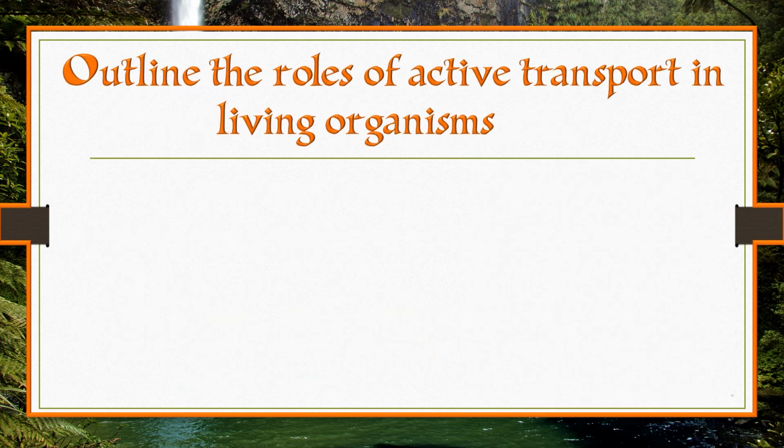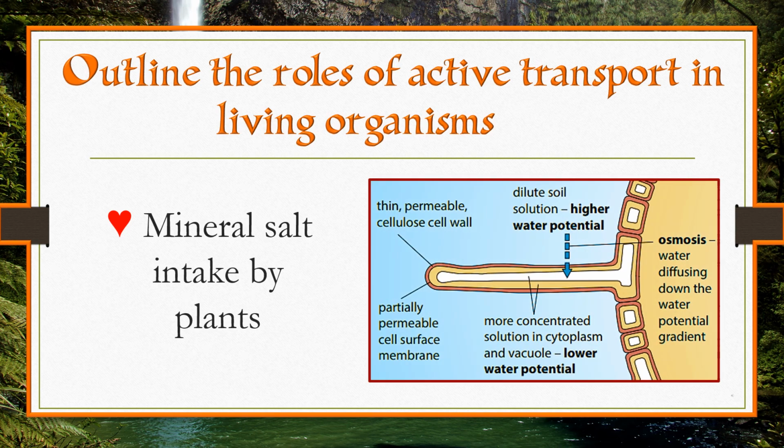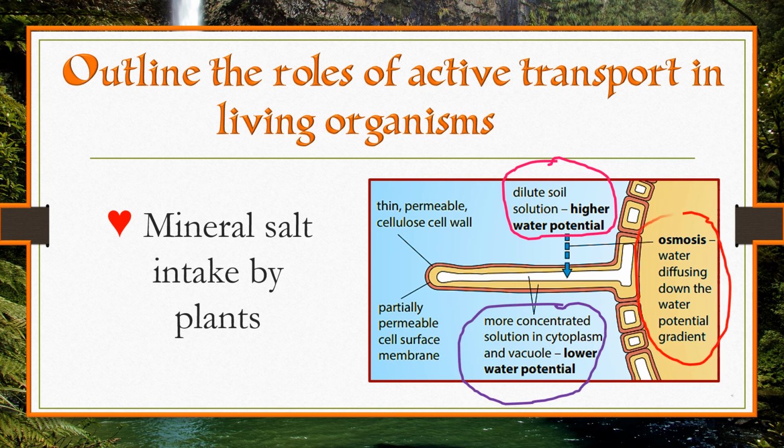Outline the roles of active transport in a living organism. Now, it is used in mineral salts intake by plants. We have talked about that one. There is a dilute, high water potential in the soil and low water potential in the root, and then water will move by osmosis, but in most cases, soil is going to have far fewer minerals than those in the plant. So the minerals will be absorbed by active transport.